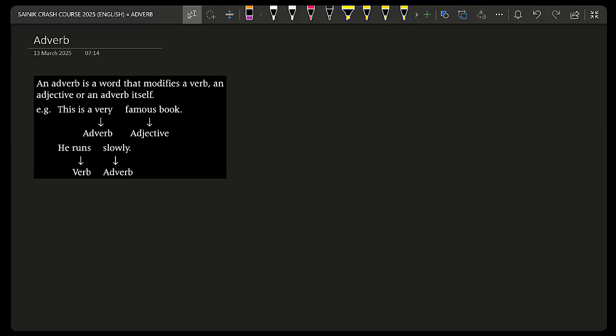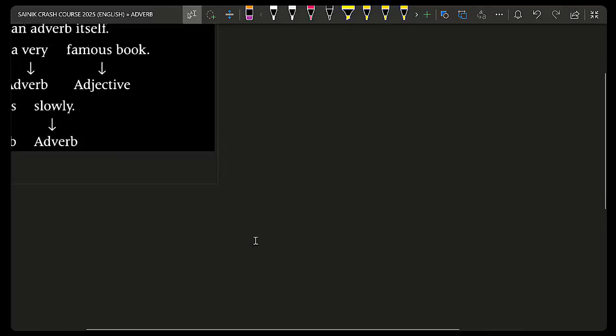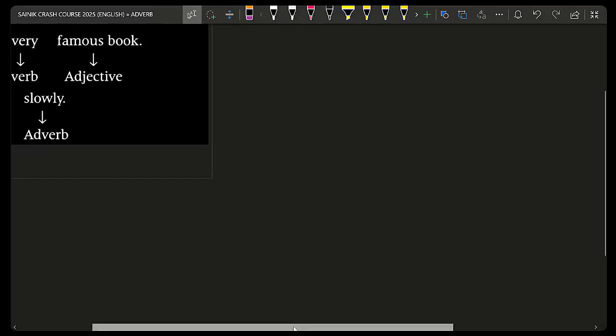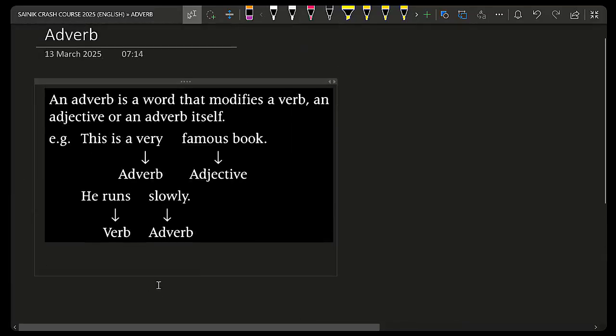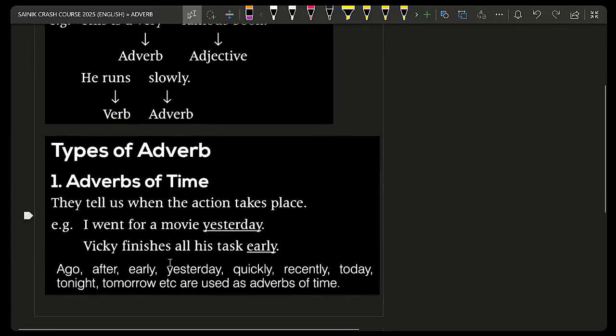Now, the types of adverbs we will discuss. The first type of adverb: adverbs of time.